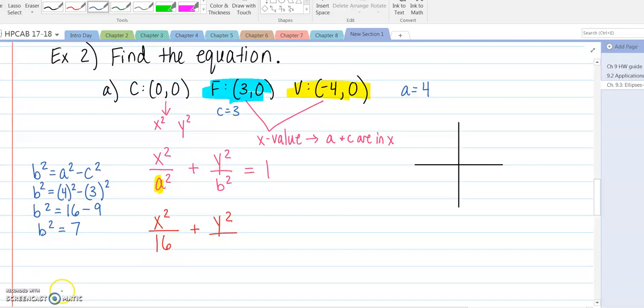And you could keep going. You could square root it and actually solve for b. But keep in mind, it's b squared that I want in the equation. So I might as well just stop here. And I know then that b squared is 7. And so here's my equation.